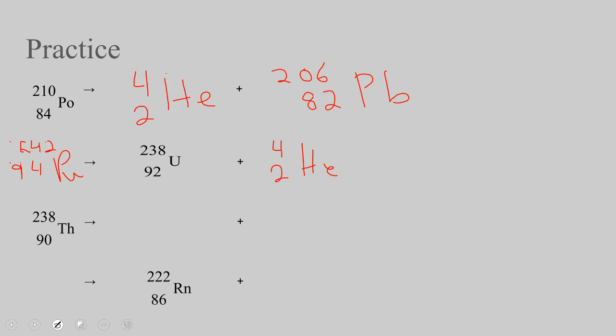All right, so we've got thorium. We know we're going to get rid of a helium nucleus. I always like to do the helium nucleus first if I can, just because it helps me do the subtraction straight across. So 90 minus 2, 88. 238 minus 4, 234. Let's find 88 on the periodic table. It's going to be radium, Ra.